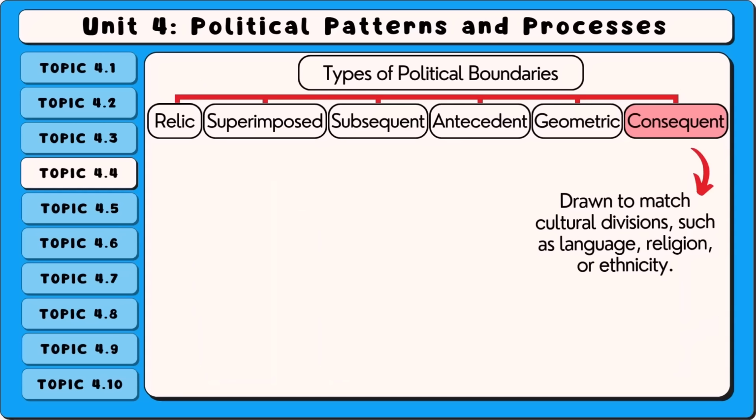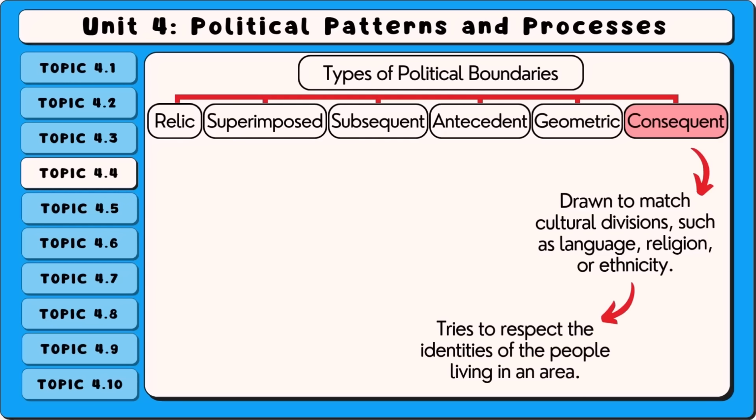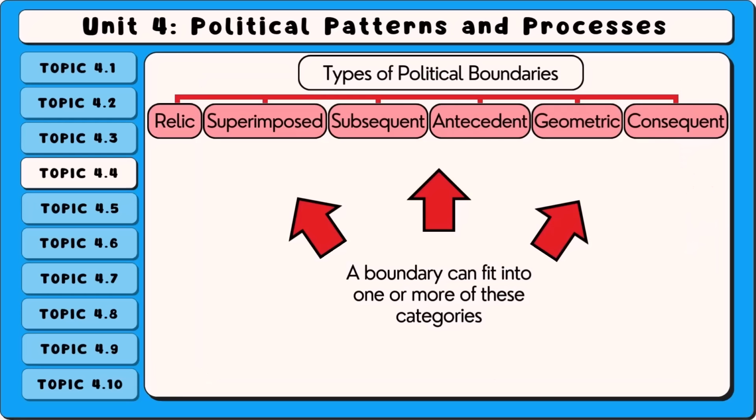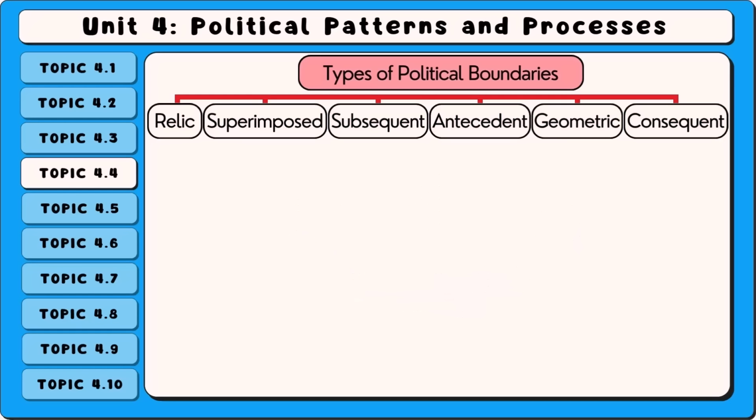A consequent boundary is drawn to match cultural divisions, such as language, religion, or ethnicity. These boundaries try to respect the identities of the people living in an area. For example, the boundary between India and Pakistan, created in 1947, was drawn largely based on religious differences between Hindus and Muslims. Remember, a boundary can fit into one or more of these categories, so be careful to think about all possible categories before writing down your answer in the exam. Okay, that's it for types of boundaries.